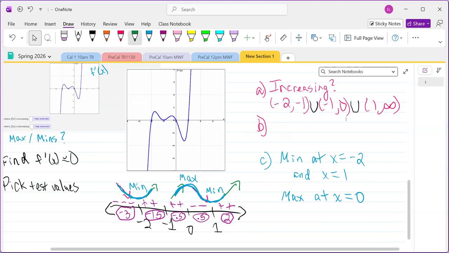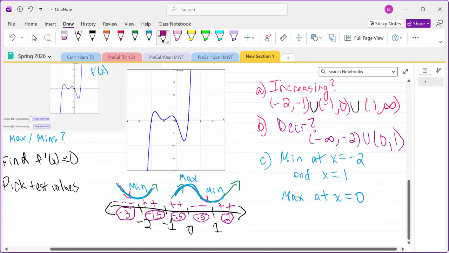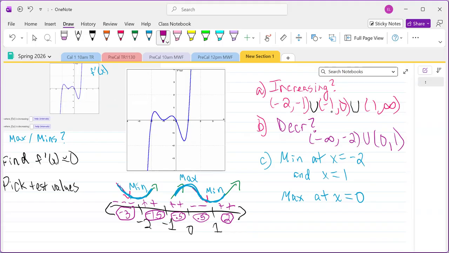All right, now our decreasing is just going to be the flip side. So from -infinity to -2, and then from 0 to 1. Now, the answer does need to be written like this. I know it's really tempting to say, isn't that just from -2 to 0? But -1 has parentheses here because at -1 itself, the slope is 0. So at -1, it is neither increasing nor decreasing.